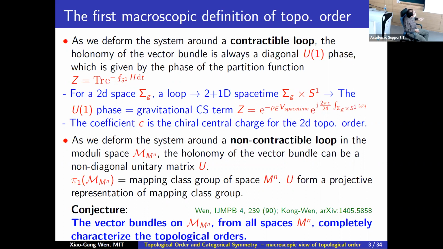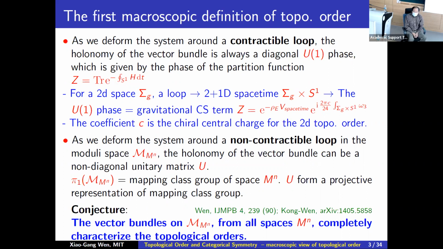But however, the non-abelian part, this SU(N) part, is universal. Especially for the contractible loop: if the loop is contractible, this non-abelian part is trivial. So when you go around the contractible loop in the moduli space, you get only a pure U(1) phase. There's no non-abelian part.